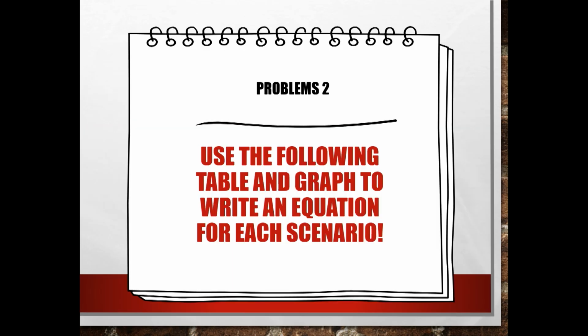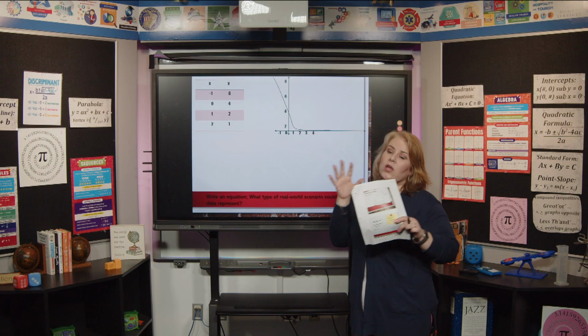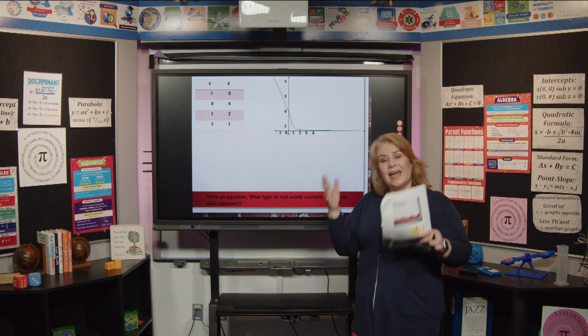All right, so here's problem number 2. Use the following table and graph to write the equation for each scenario. So let's see what we got. So I have a table and a graph. Write an equation. What type of real-world scenario could this data represent? So I'm going to work it up here on the board. I want you to work it on your paper, and let's see what we get.